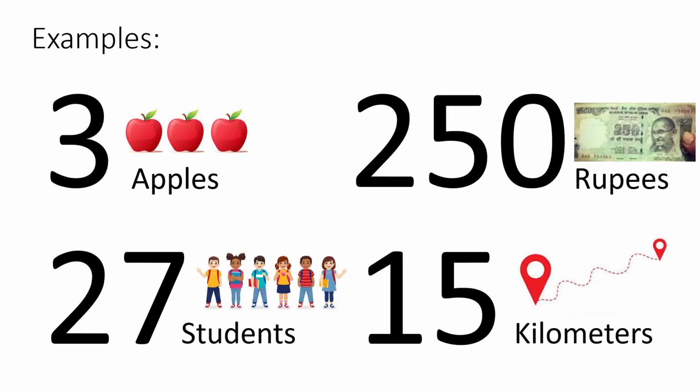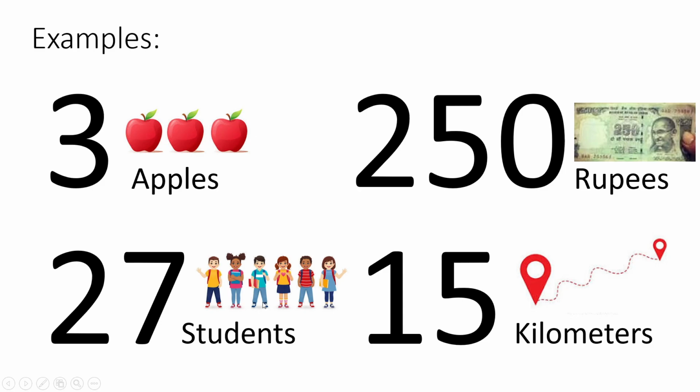For example, we have different applications. If we go to a supermarket and buy fruit, let's say apples, we can count: 1, 2, 3 apples. So 3 apples. Similarly, if we are transacting money, say you are giving your friend some money to buy a chocolate for you, you can give the money in rupees. And how much money will you give? Let's say 250. So you will give 250 rupees, right?